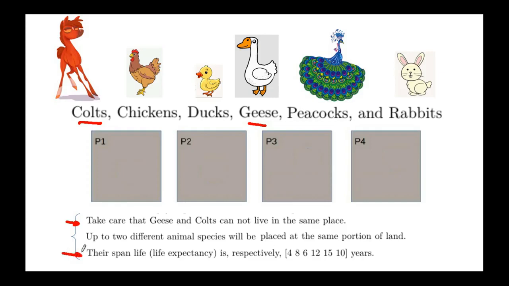Finally, their life span, the life expectancy, is respectively these years. But this information is not useful. It's only for misleading. So we will not use this because it's not leading us to a new condition. So the portions of land assigned will not depend on the life expectancy of each animal species.